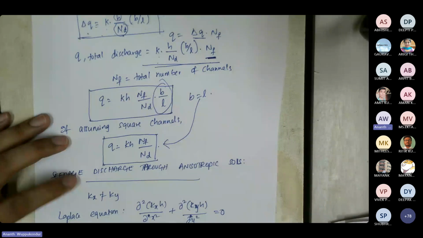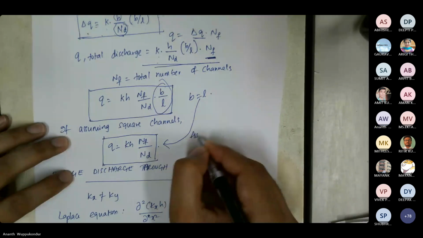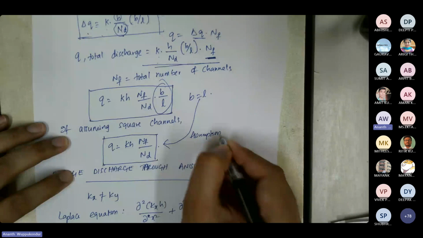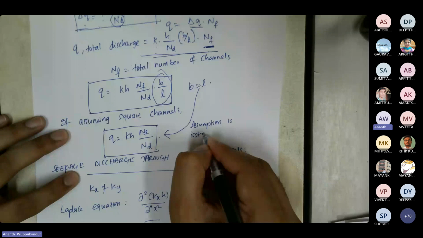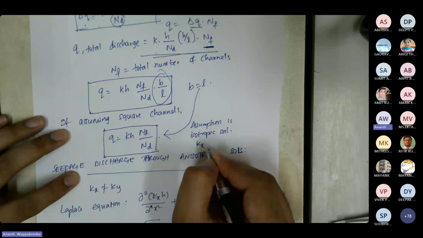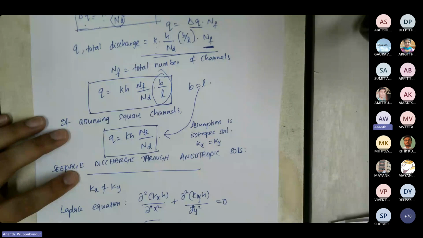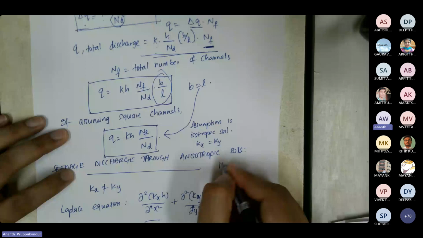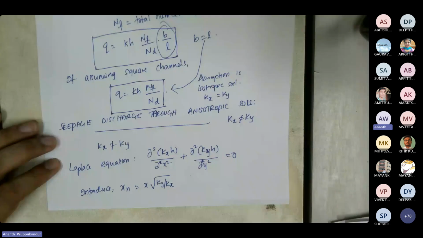Now, the assumption that we made here is that the soil is isotropic. So we assumed the hydraulic conductivity in X equals the hydraulic conductivity in Y. But what if the hydraulic conductivity is different? If Kx is not equal to Ky, then we need to do the analysis again, since Kx and Ky are different.